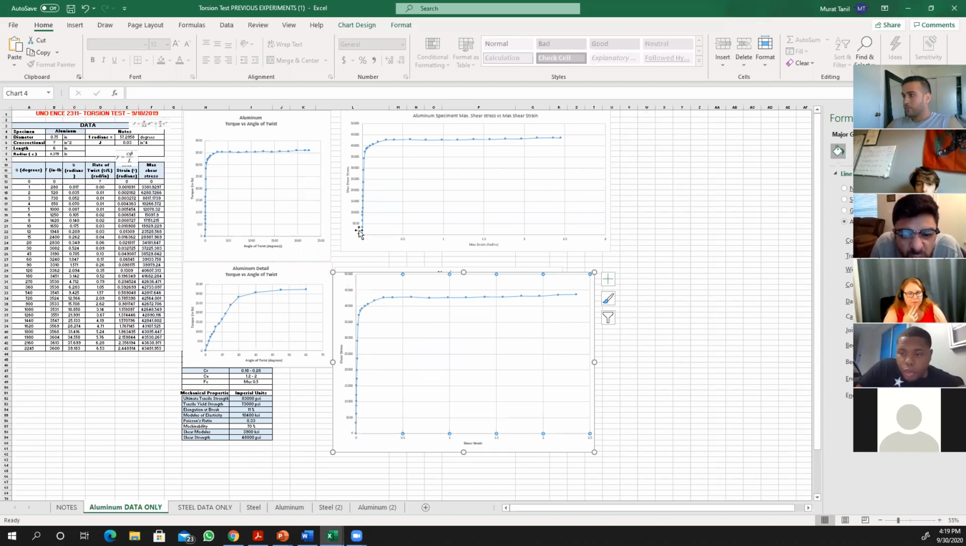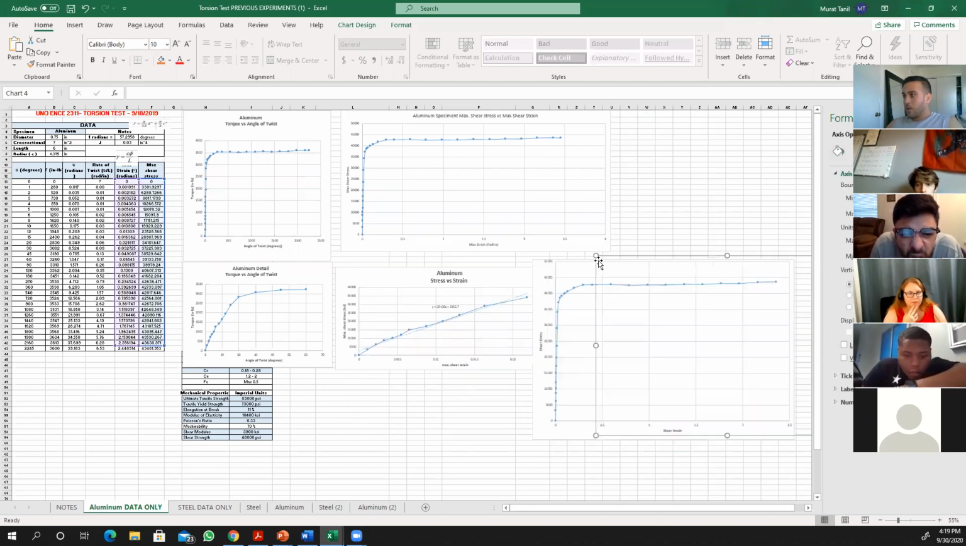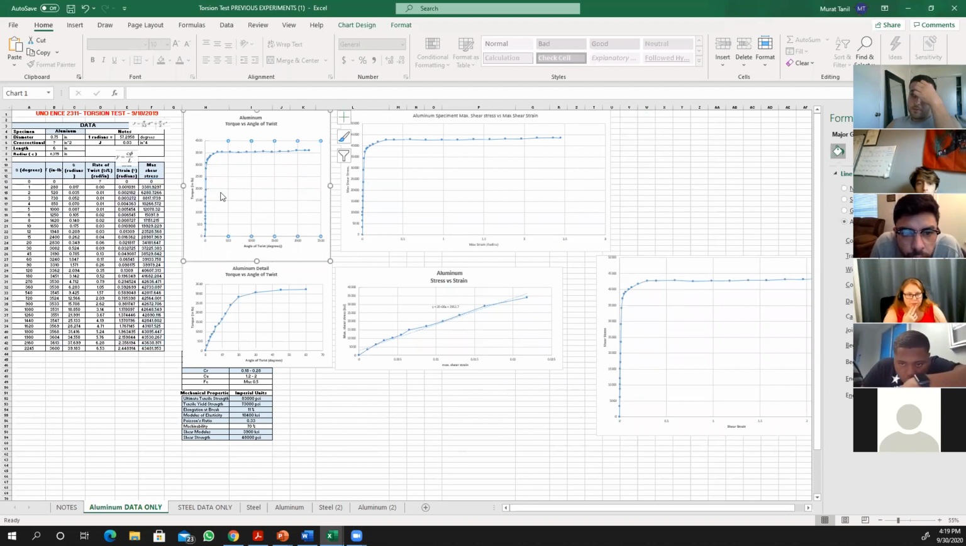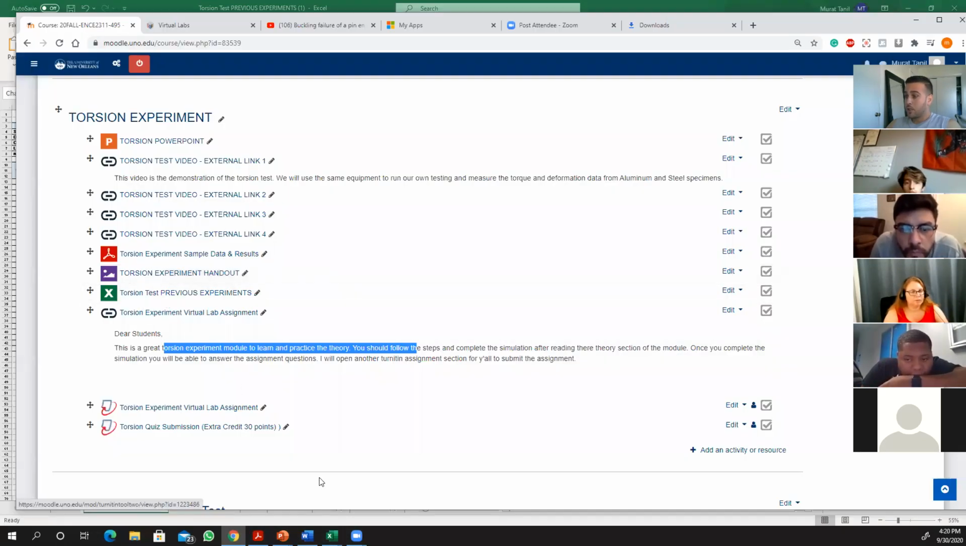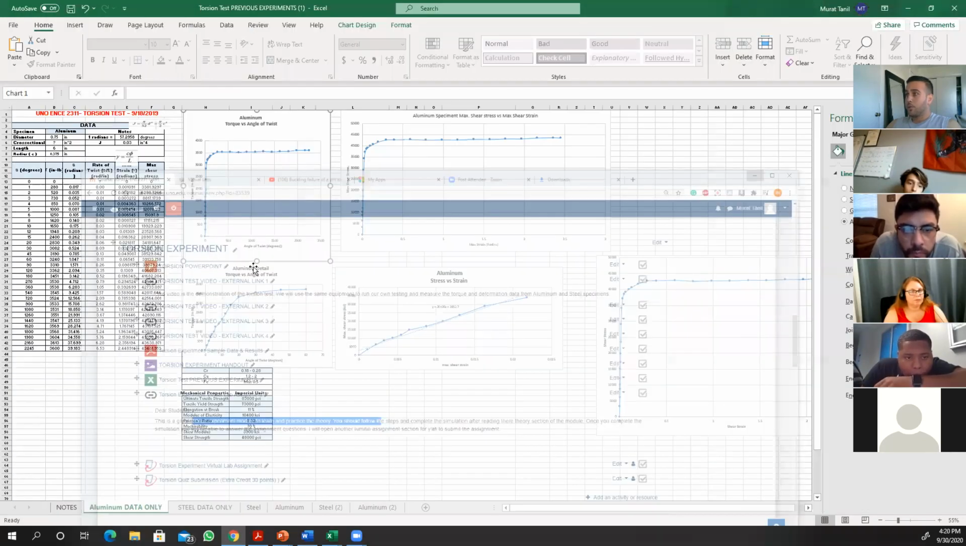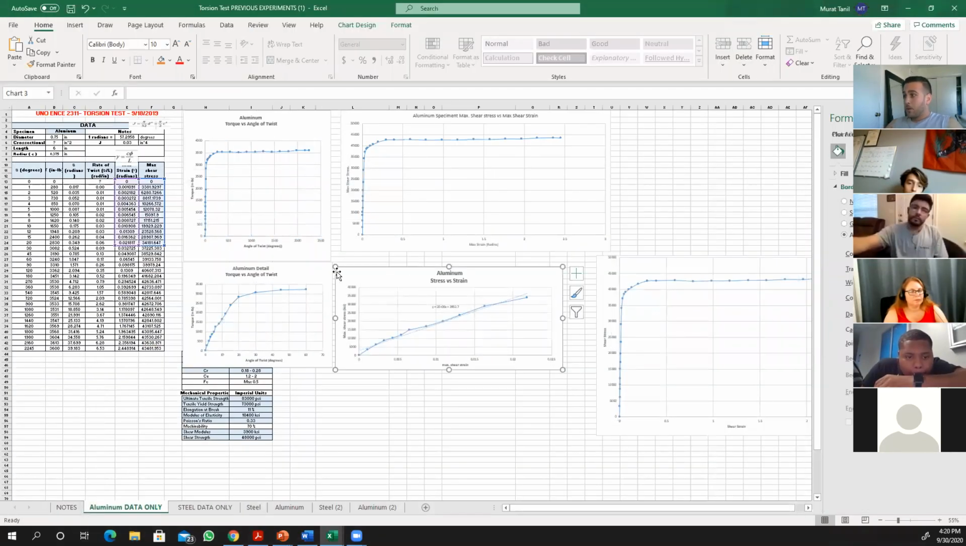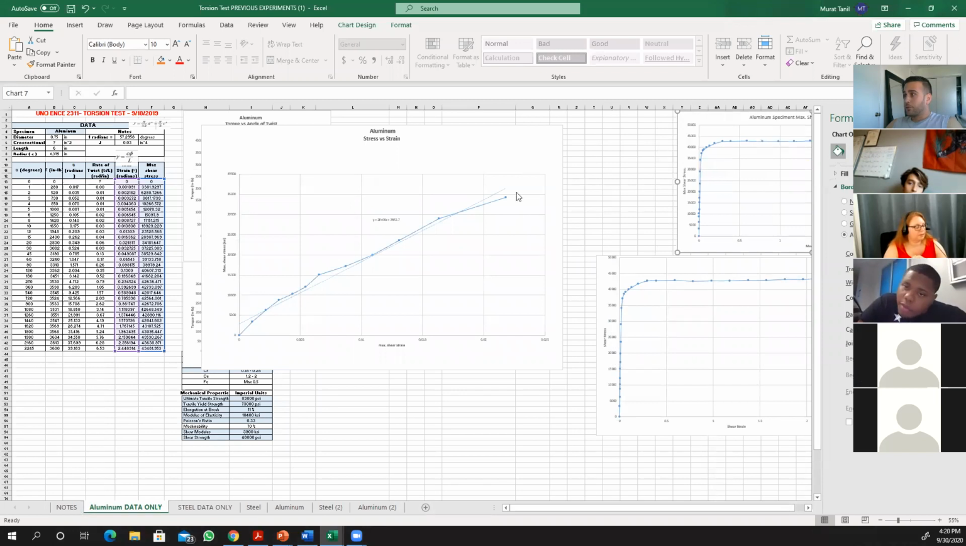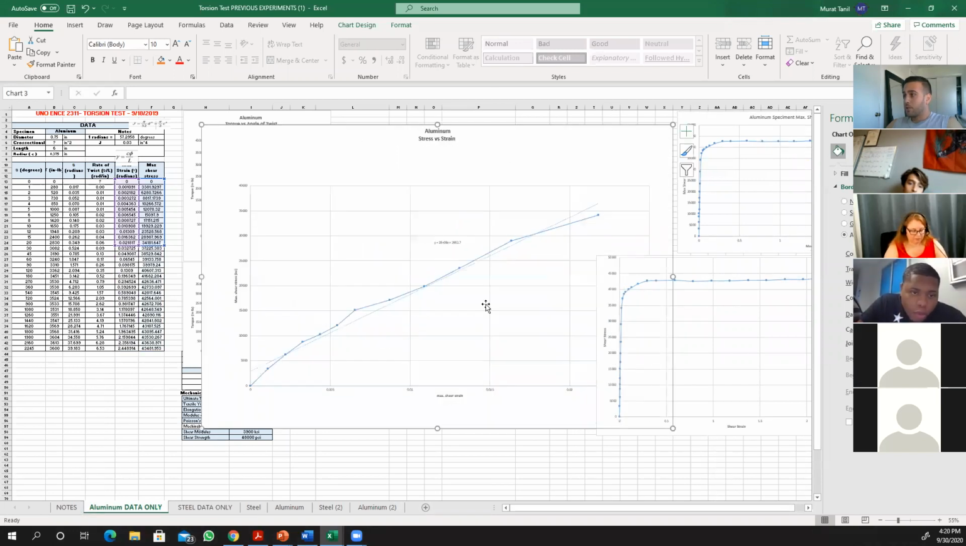Same thing. Then you already have this graph automatically generated. And even these graphs will be generated if you use the same template, the same Excel spreadsheet that I provided on Moodle. Once you calculate the data, you should be able to see these graphs already ready for you. So I was mentioning this, the linear portion and the shear modulus. I don't know why they're so small, but I can change it.